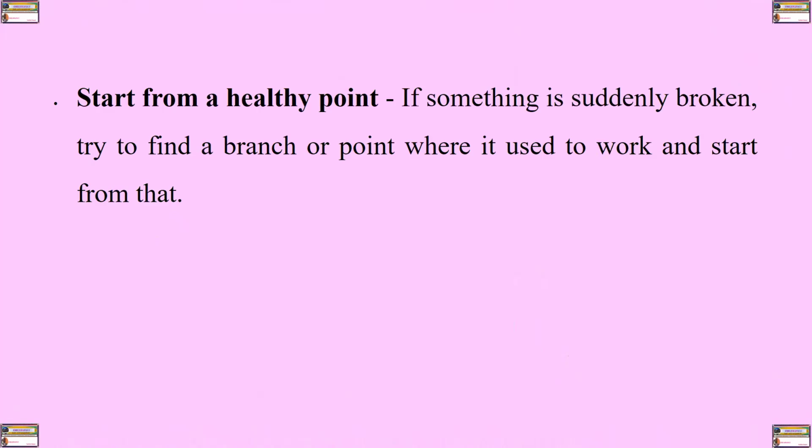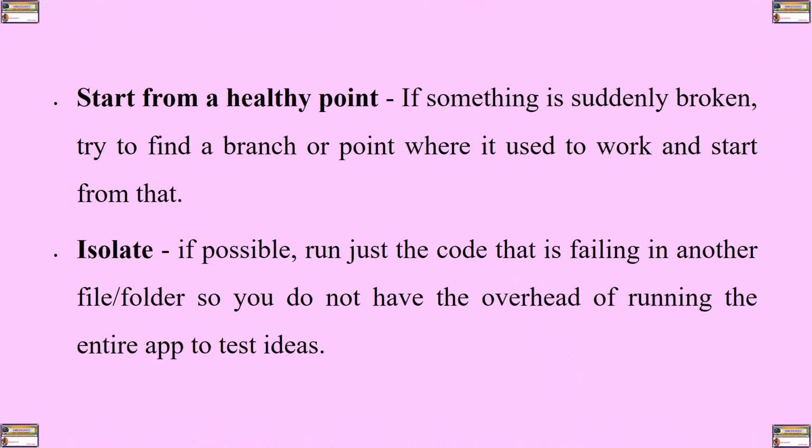Then start from a working point. If something is suddenly broken, try to find a branch or a point where it used to work and start from there. Then isolate. If possible, run just the code that is failing in another file or a folder so that you do not have the overhead of running the entire app. Test ideas.